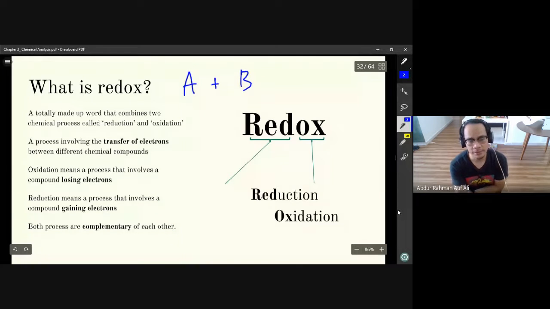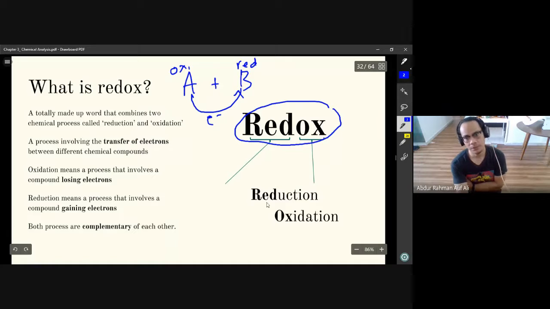Okay, substance A and B. Untuk redox titration is a process of transferring of electrons. So substance A here will transfer one of its electrons to substance B. So this will undergo oxidation process, and this will undergo reduction process. Okay, so this is where the term comes from. Redox is the combination of reduction and oxidation.